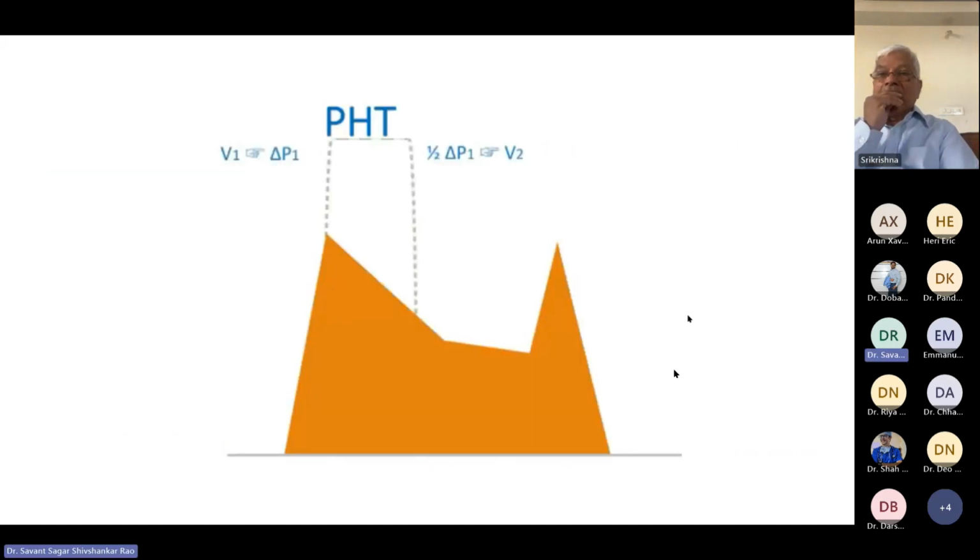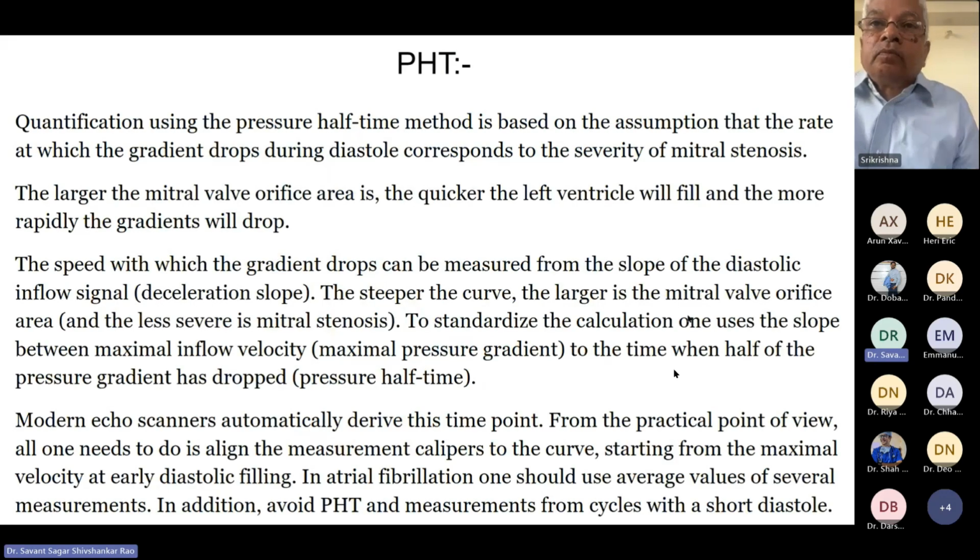So to understand pressure half time: the quantification using the pressure half time method is based on the assumption that the rate at which the gradient drops during diastole corresponds to the severity of the mitral stenosis. The larger the mitral valve orifice area, the quicker the left ventricle will fill and the more rapidly the gradients will drop. The speed with which the gradient drops can be measured from the slope of the diastolic inflow signal, that is the deceleration slope. The steeper the curve, the larger the mitral valve orifice area, and the less severe the mitral stenosis.